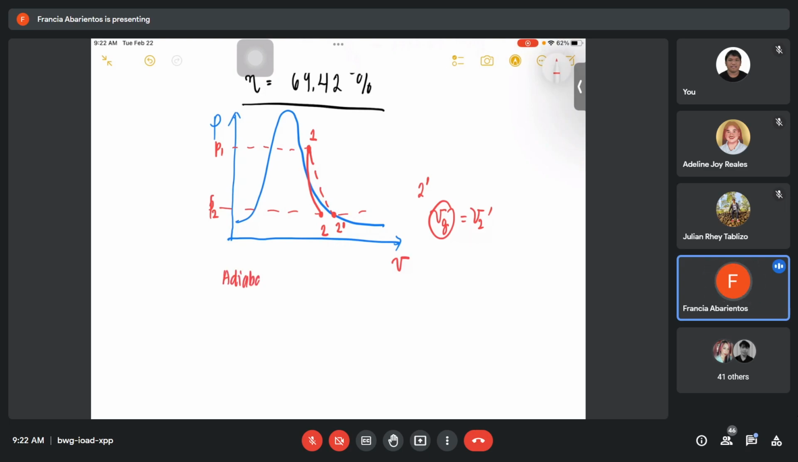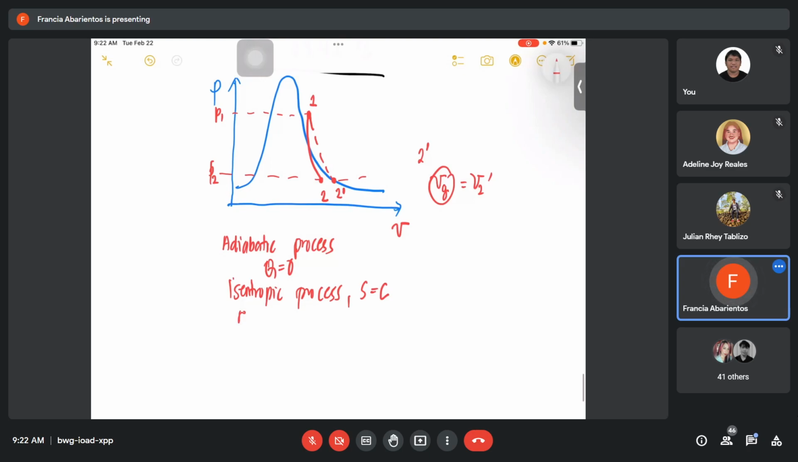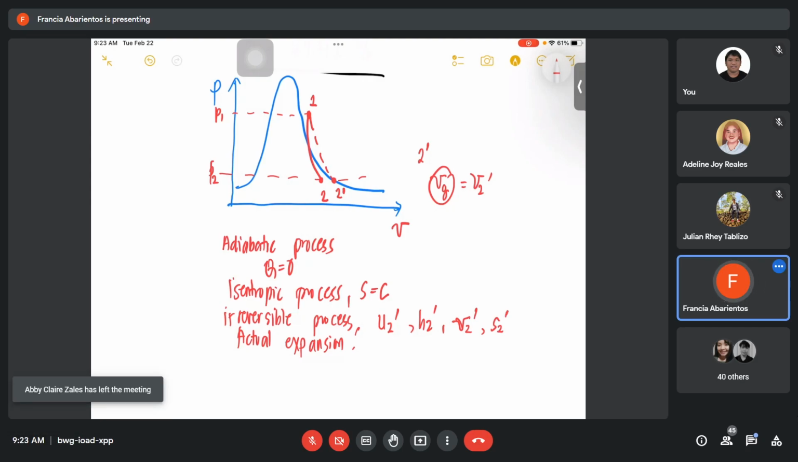Adiabatic process. Yung heat mo ay 0. Kadalasan tinatawag na isentropic process because your entropy is constant. Papasok si irreversible process. You have now the actual expansion. Yan class yung mga keywords about these processes. Actual expansion. Okay, irreversible process. May prime ka na, class. You have U2 prime, H2 prime. The specific volume at 2 prime. And ano pa yung kulang ko? Yes, the entropy at the irreversible process. Okay?